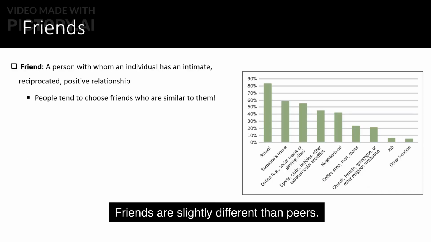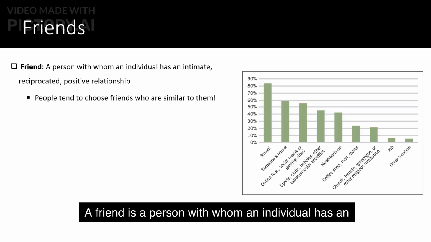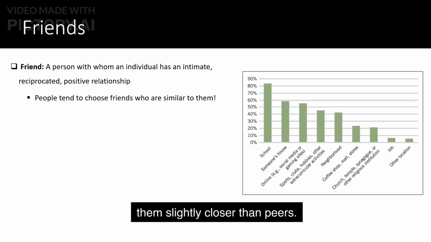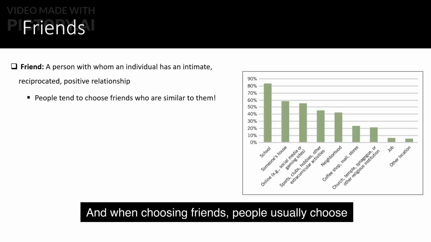Friends are slightly different than peers. A friend is a person with whom an individual has an intimate, reciprocated positive relationship, making them slightly closer than peers. And when choosing friends, people usually choose people who like the same things and behave similarly to them.